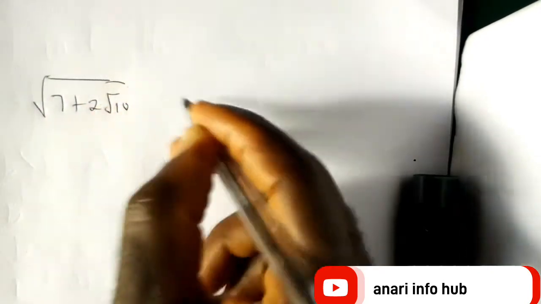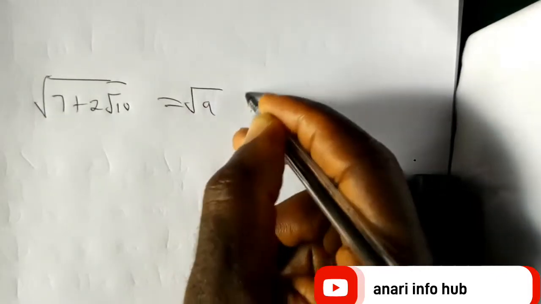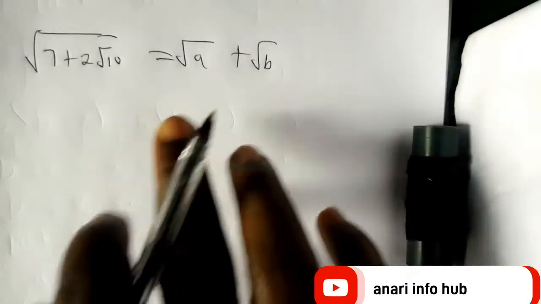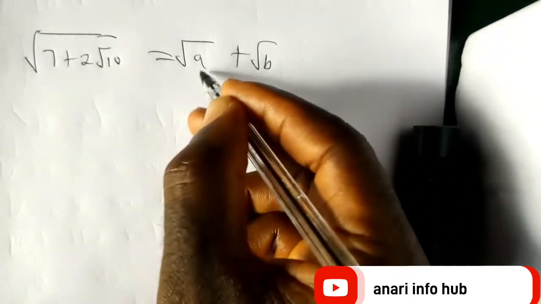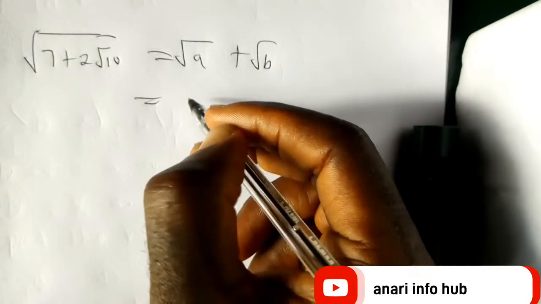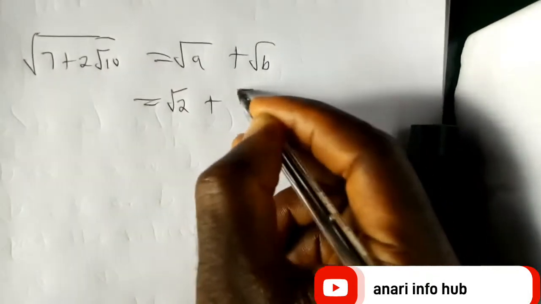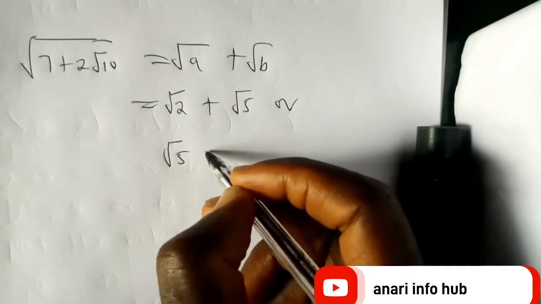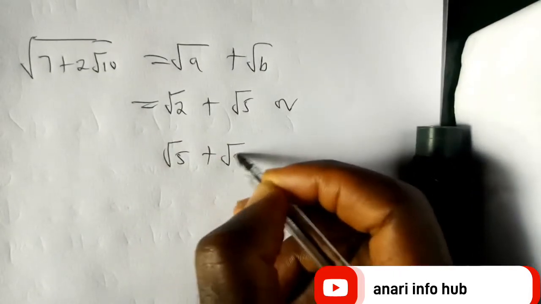We said let the square root of 7 plus 2 root 10 be equal to root a plus root b. So now let's put the answers we got into this place. Remember, the first one we got was root 2 plus root 5, or root 5 plus root 2.